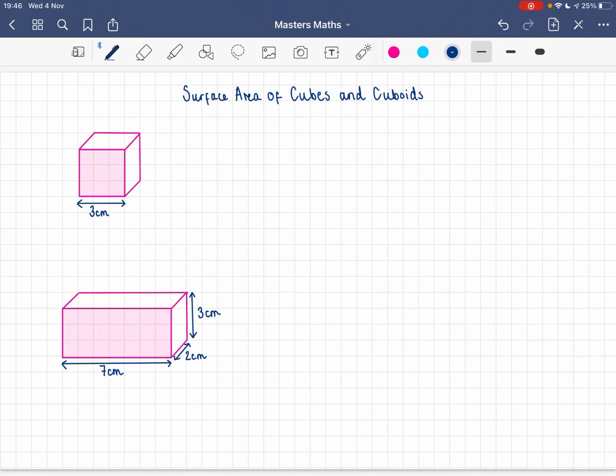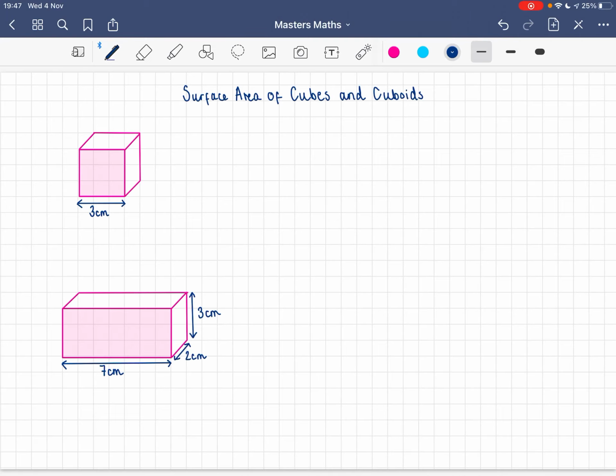Right, so let's just get straight into it. On a cube you have 6 faces. All of those faces are squares, which means all of them are the same size. So you only really need to work out the area of one face because all of them are the same size. Once you know one of them, you know all 6 of them have the same area, so you can just multiply it by 6.